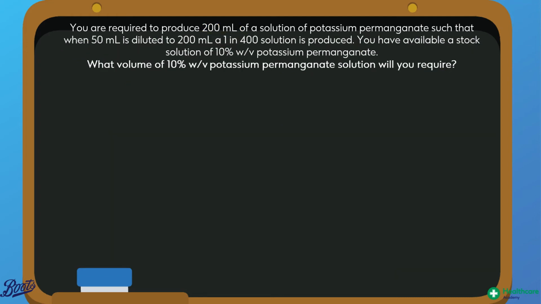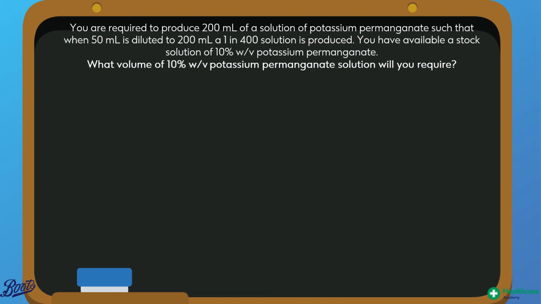Study Day Calculations Paper 1, Question 8. You are required to produce 200 millilitres of a solution of potassium permanganate such that when 50 millilitres is diluted to 200 millilitres, a 1 in 400 solution is produced. You have available a stock solution of 10% weight per volume potassium permanganate. What volume of 10% weight per volume potassium permanganate solution will you require?